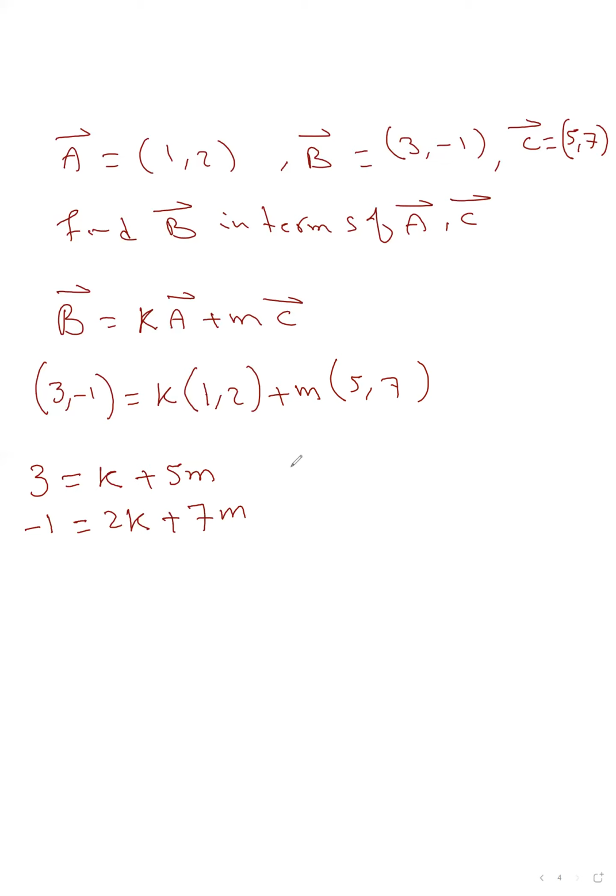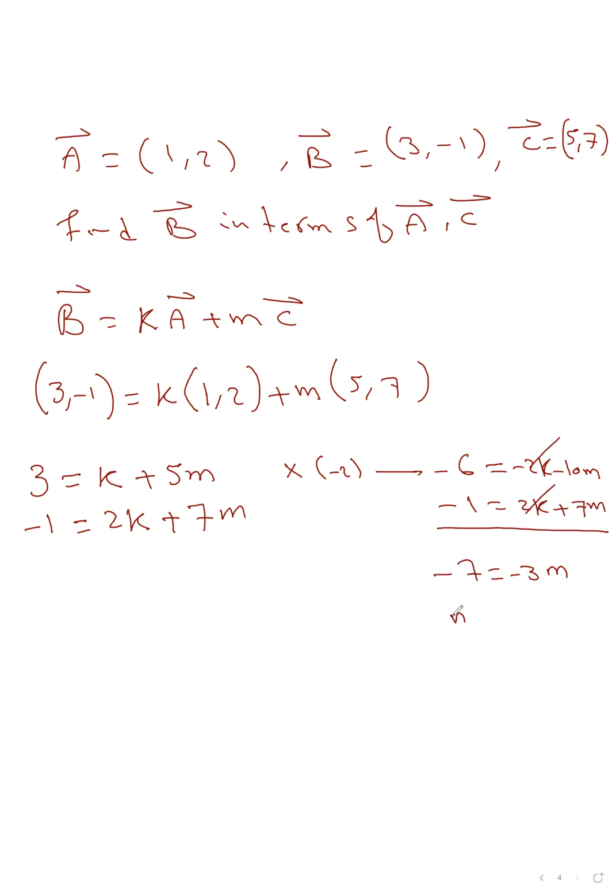Okay, we can multiply this one by -2, so -6 equals -2K minus 10m, and -1 will be 2K plus 7m, and add the two equations to find one of the variables. This one goes with this one, so -7 equals -3m. Then m equals 7 over 3.